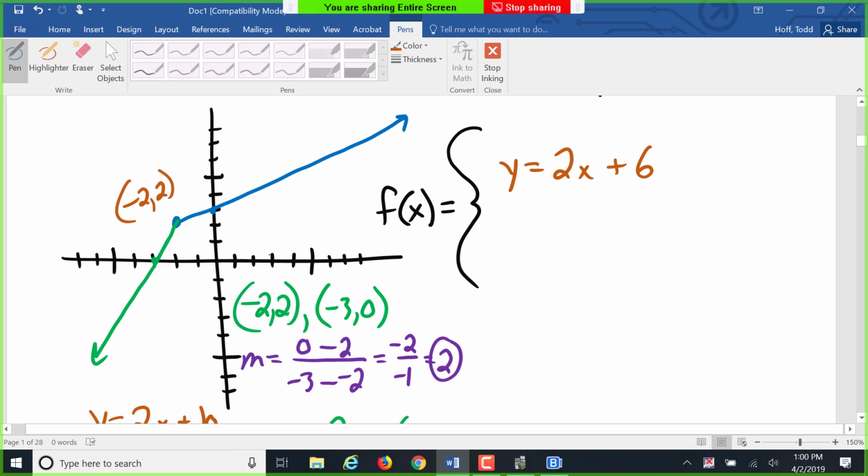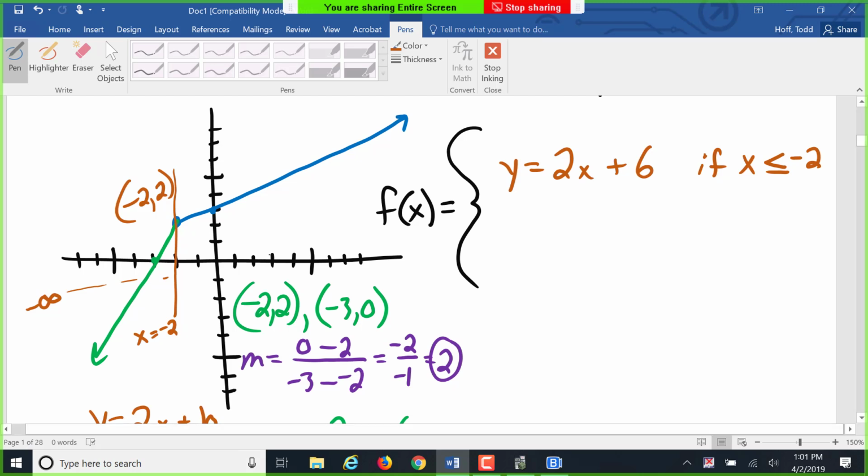What else do I have to include with that equation? I need a restriction on how far it goes. It goes from negative infinity up to what? x equals negative 2. So the function only has those values if x is less than. Do I do less than or equal to? Doesn't matter. So I'll go with less than or equal to.